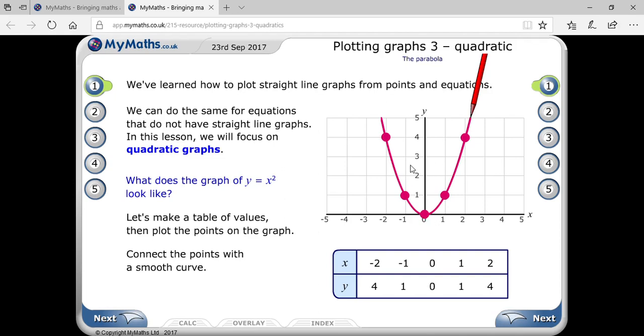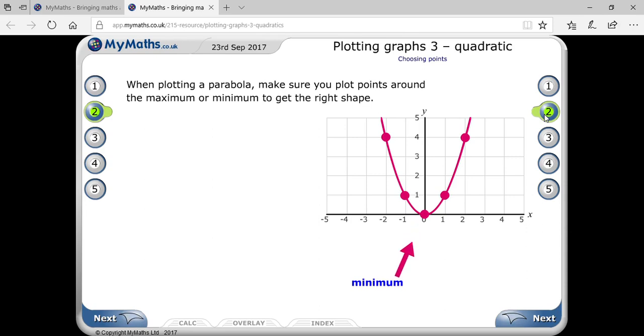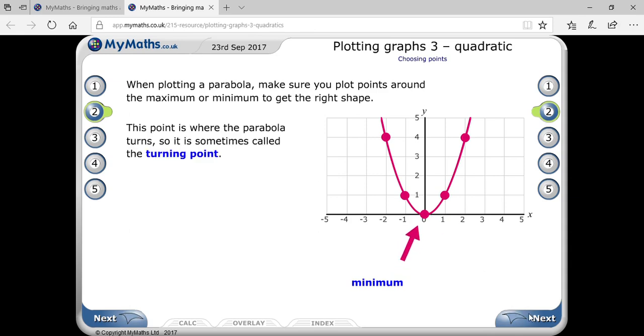And if your parabola is downwards opening, then the highest point will be your maximum point. Understand? Yes, sir. This shape is known as a parabola. So let's move to the next one. It is the same thing, it is top opening. So this point, 0, 0, is your minimum point, having minimum values over here. Sometimes it is also called the turning point.